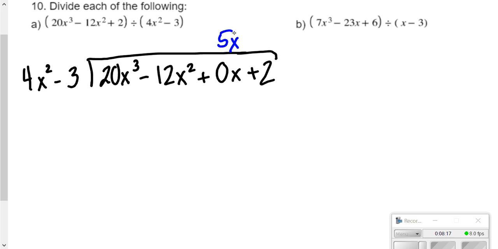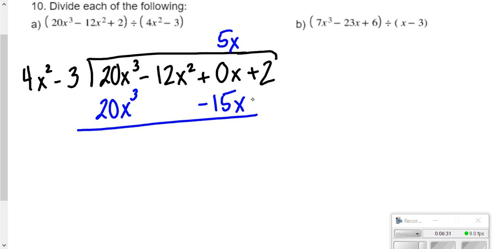And then you're going to multiply this blue part times your divisor. So 5x times 4x squared is 20x to the third. And 5x times negative 3 is negative 15x. The tricky thing here is remembering that you are actually subtracting. So this part is going to be nothing, 0. This minus nothing would be negative 12x squared. And then when I'm subtracting a negative, that's going to be a positive. I can bring down my 2 in case I need it.